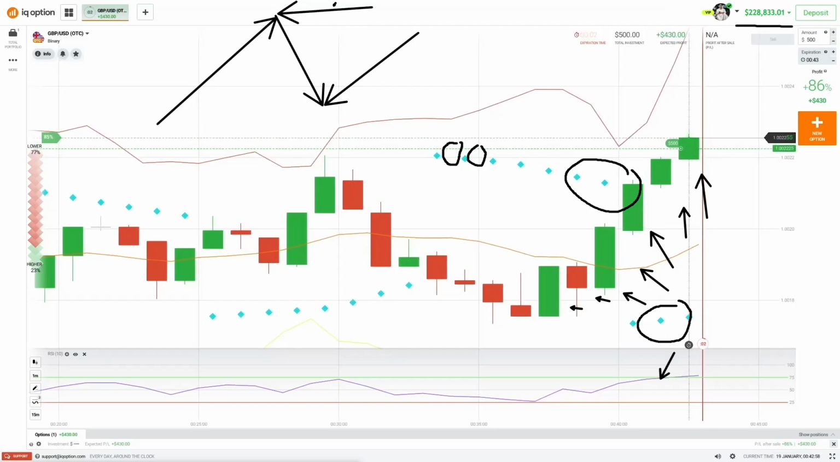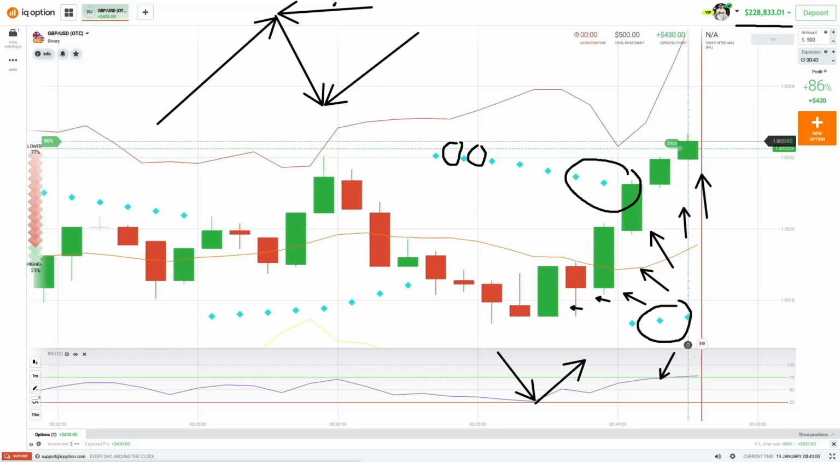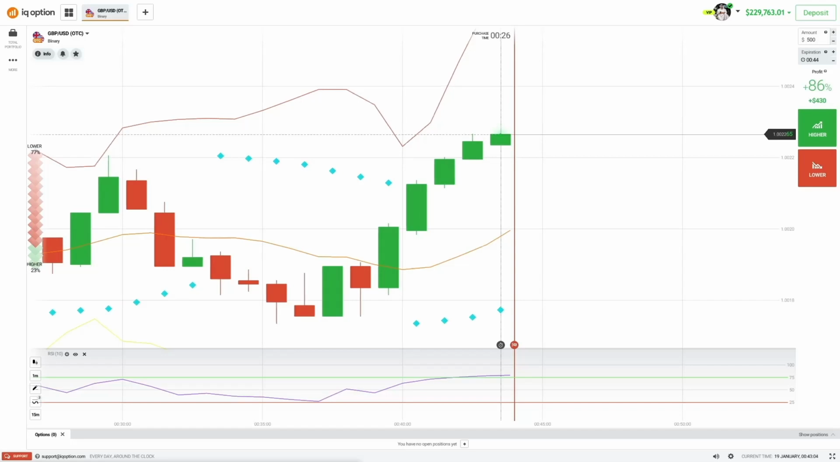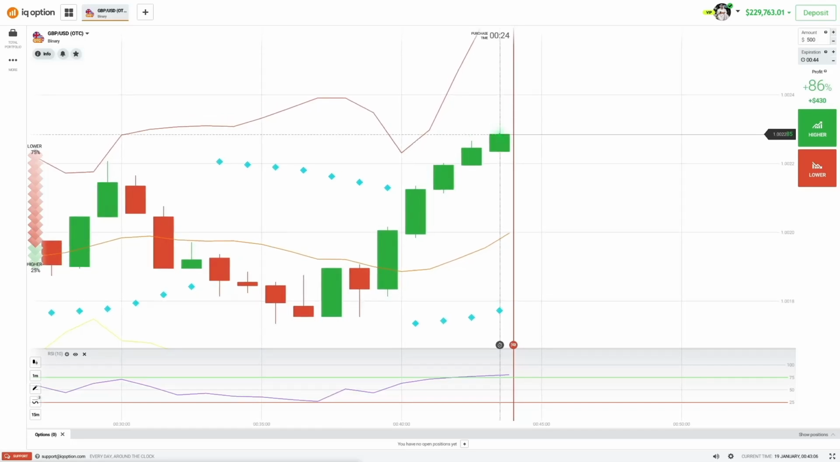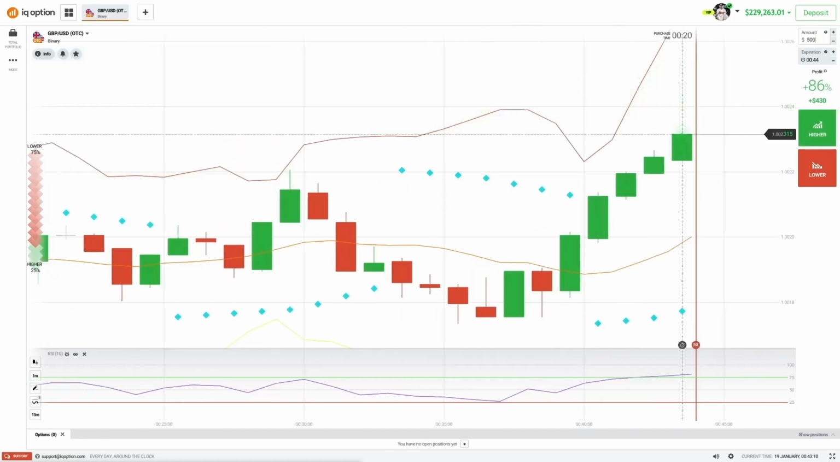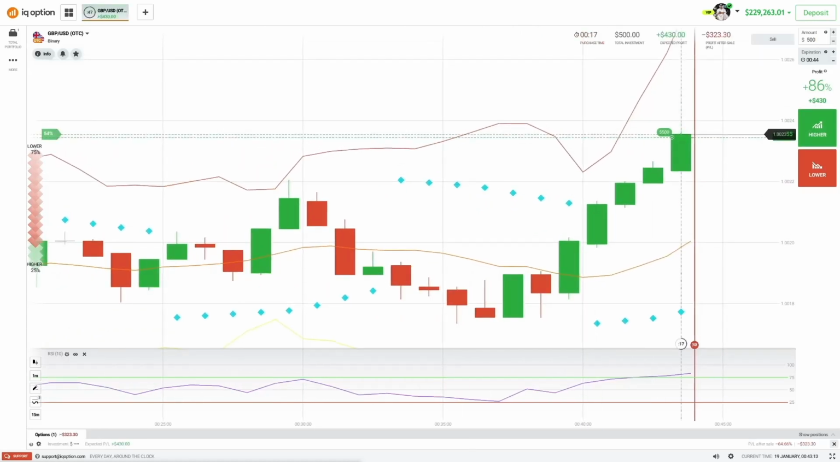Everybody uses that here the market's flipping. All right, here the market is flipping. Yep, I made $340. Let's open another trade, and now we continue.